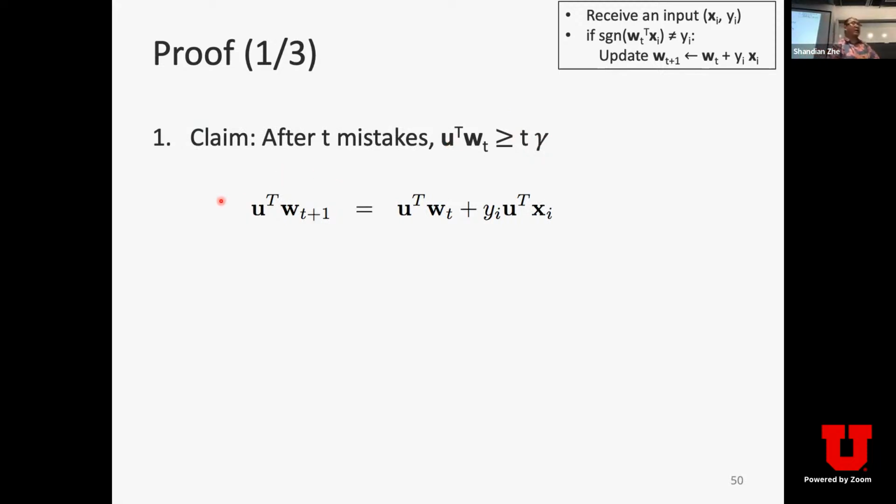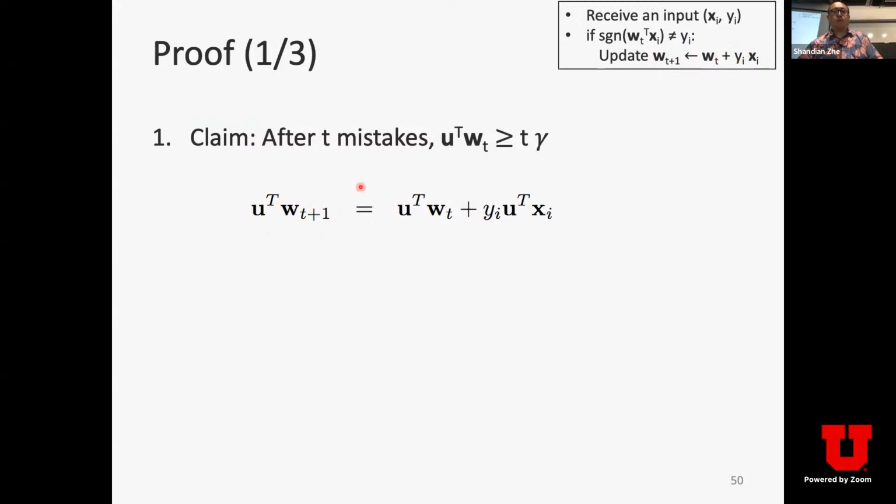And we're going to use induction. Induction means that we assume at step T this is correct. Then we see if we can extrapolate the same conclusion to step T plus one. So let us assume at step T we got this inequality to be correct. We want to check at T plus one, meaning after T plus one mistakes, whether we still have this inequality. That means we need to check U transpose WT plus one. We know that after the T plus one'th mistake, we have to update our model parameters following this rule. So WT plus one equals WT plus yi xi.